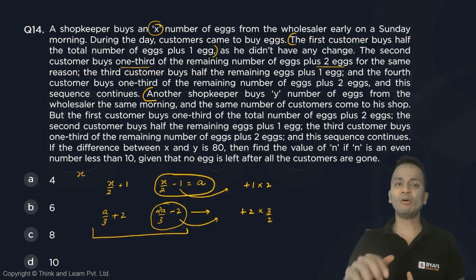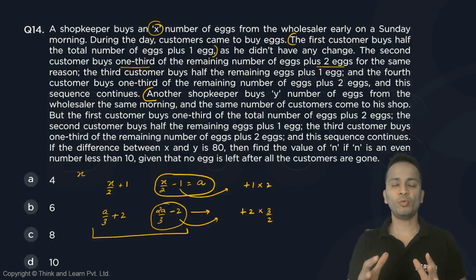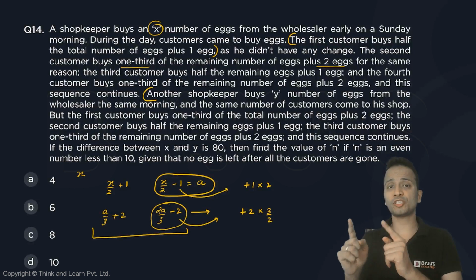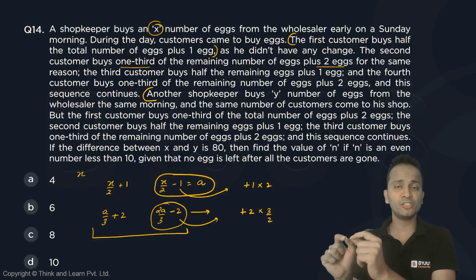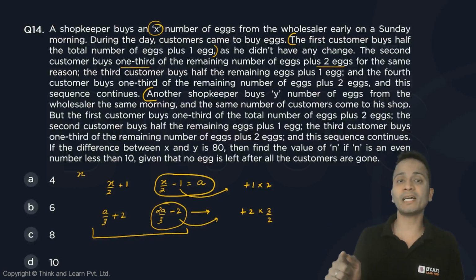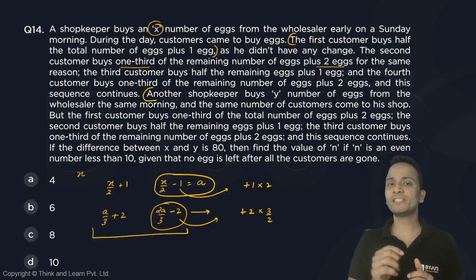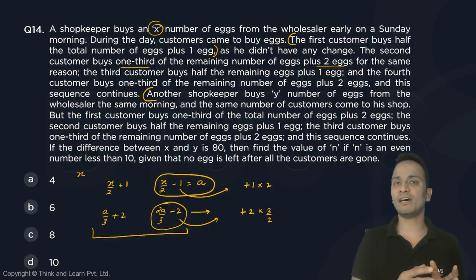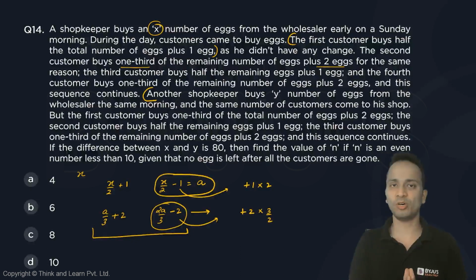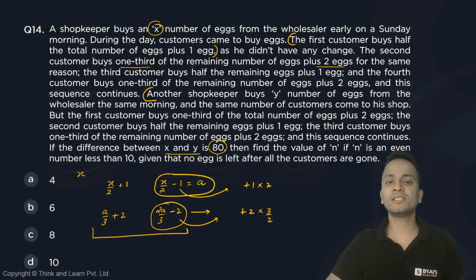Now for the second shopkeeper, who has Y number of eggs initially, whatever the first customer here did is done by the second customer at the first shop. So here the first customer buys 1/3 plus two eggs, the second customer buys half plus one egg, and so on. Now it is given that the difference between the initial number of eggs is 80.